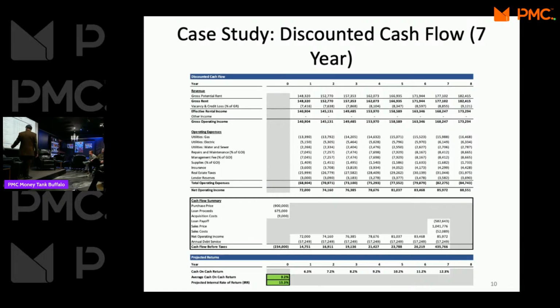But look at what we've done. We've increased our average annual cash on cash return. Year one was 6%. The average is now 9. Here it is right here, broken down each year. So in year 7, it goes up to 12, but an average cash on cash return. Projected internal rate of return is 15%. Well, what does that mean? That means that each year your dollars are invested, that investment base, through that holding period, you're looking at a 15% overall rate of return.